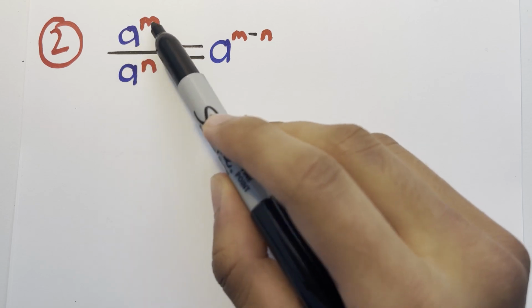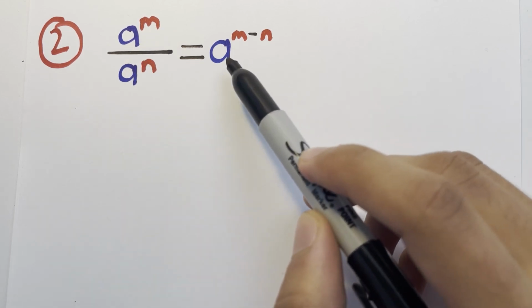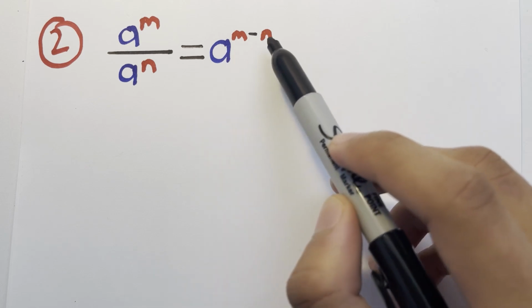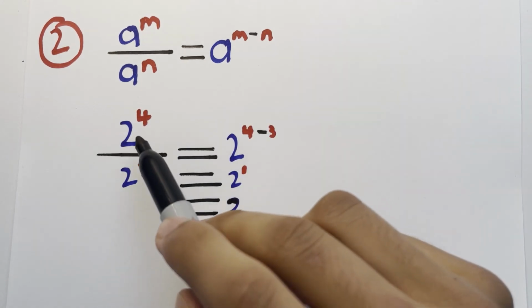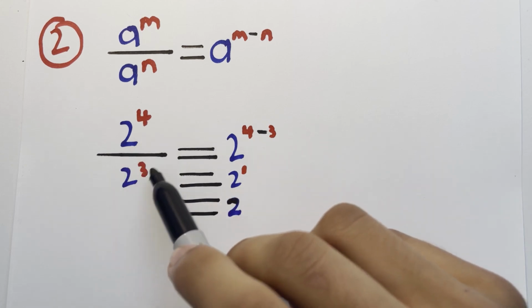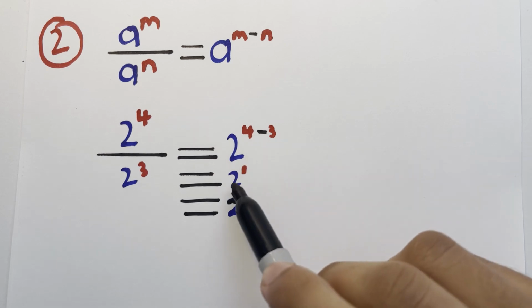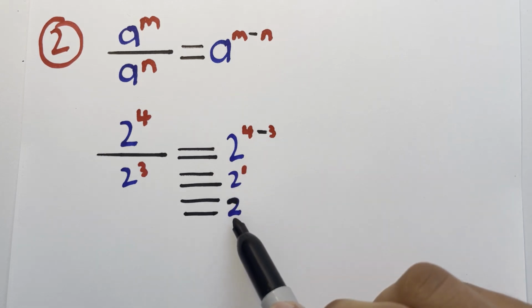So if you raise a to some power m, and divide that by a raised to some power n, your answer will be a raised to m minus n. Now in this example using 2's, if we have 2 raised to the 4th power divided by 2 raised to the 3rd power, that's just equal to 2 raised to 4 minus 3, which is 2 to the 1st power, which we can just write as 2.